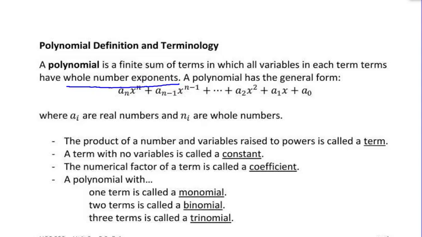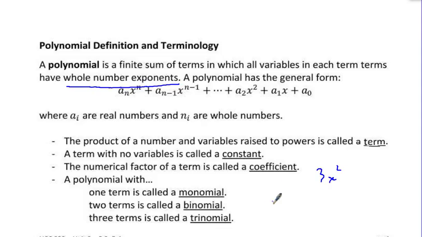A term with no variables is called a constant, and usually, if written in standard form, it's going to be the last term, if there is a constant. And then the numerical factor of a term is called a coefficient. So let's see, 3x squared. The 3 is the numerical factor and would be the coefficient. A polynomial with only one term, like what I just wrote, 3x squared, is a monomial.